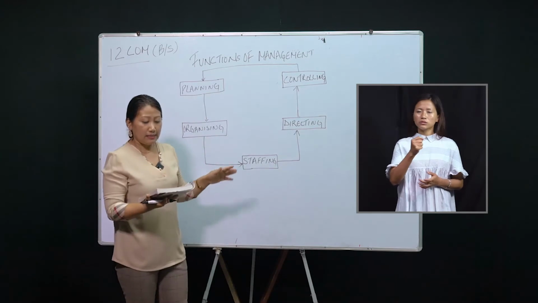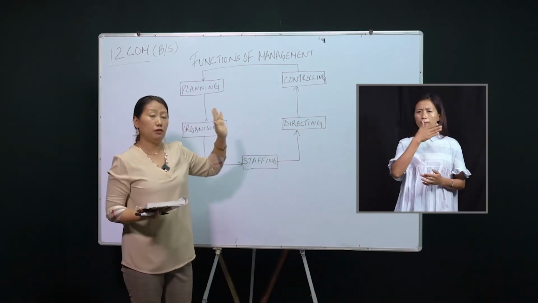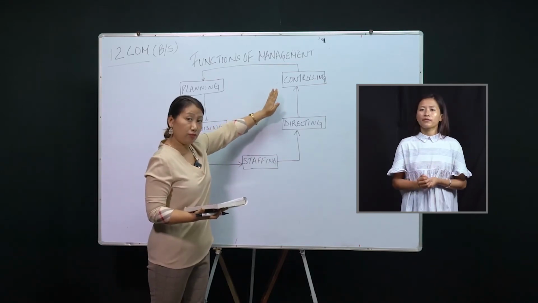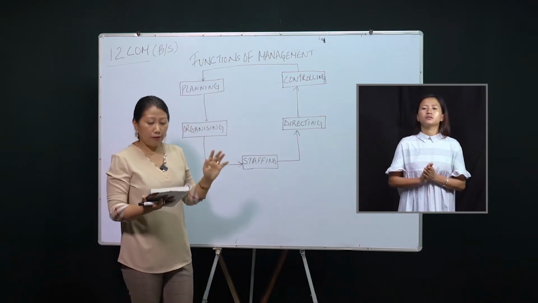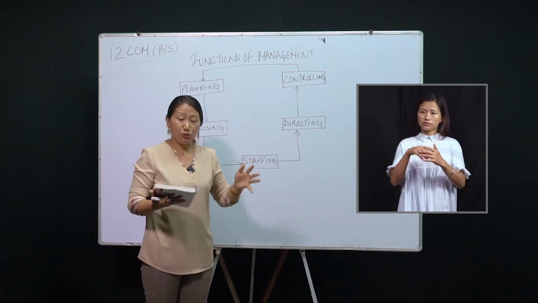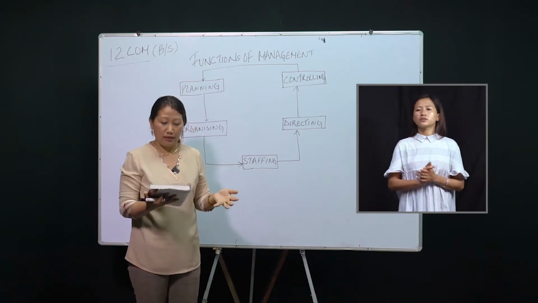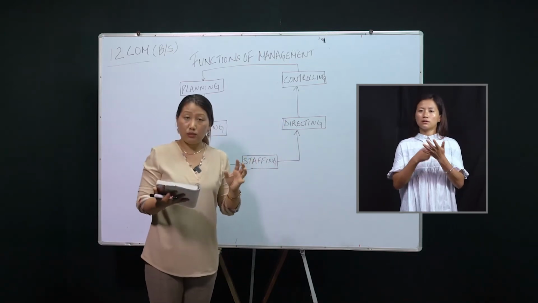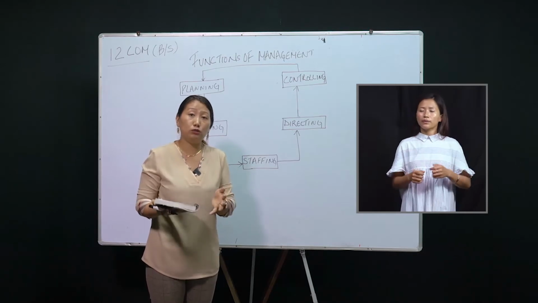Controlling. This is the last function, but one of the most important functions in management, because it involves comparing the actual performance with the established standard. That means, in this function, what an organization does is see whether the activities are performed according to the plan or not.